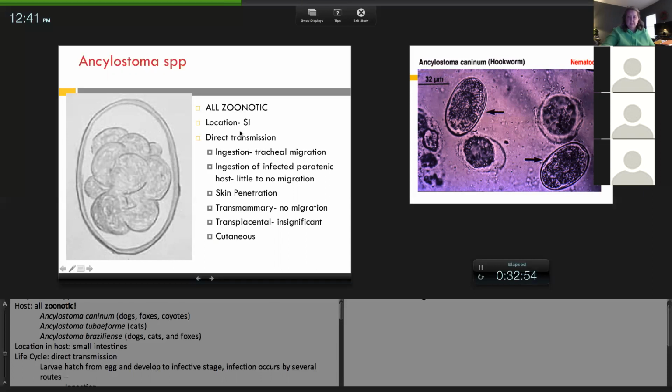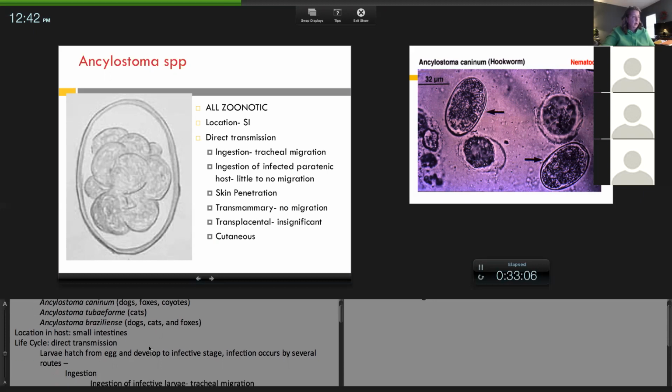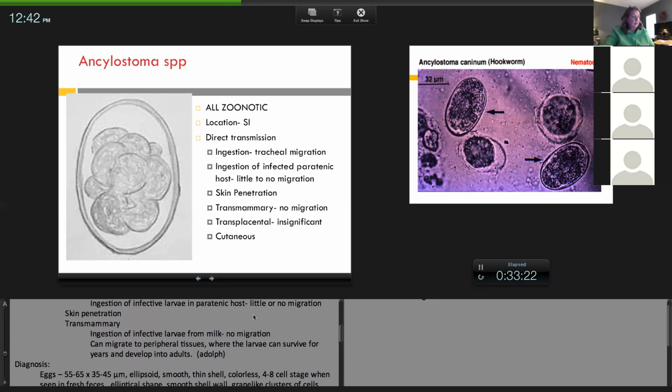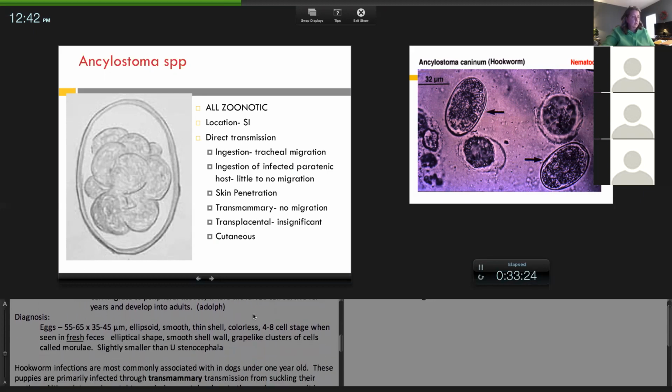So small intestine, there is direct transmission. They can ingest it, so obviously a tracheal migrant, they ingest it. They can ingest an infected host. So we've got some down here, or direct skin penetration, contact. Transmammary, transplacental are not as common, and then there is cutaneous, which we talked about.